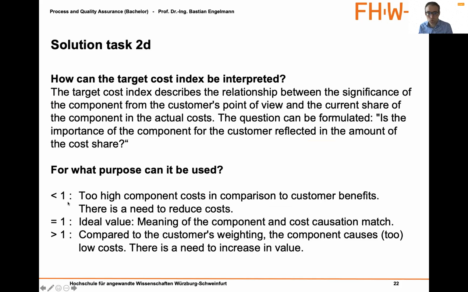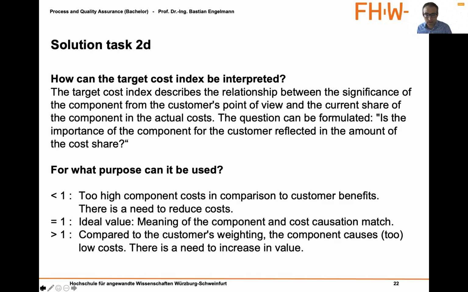We said if it's below 1, then we need to cut costs. If it's equal to 1, then it's fine. We don't need to do anything in this component. And if it's larger than 1, then here it is written, we should increase value. Put functionality in to excite the customer. This is the answer here for the 2 questions which are mentioned as task 2D. You don't need to answer this on your own. I gave you the answer in my explanation also.